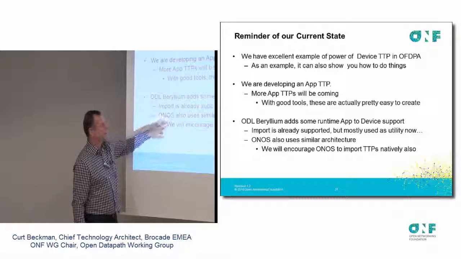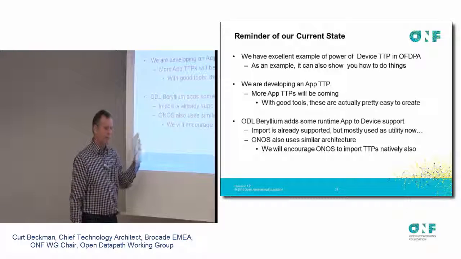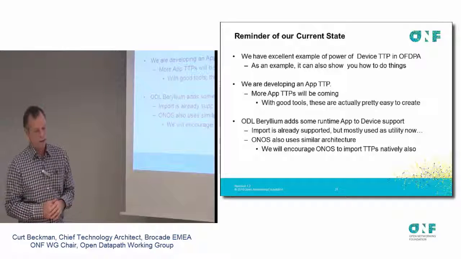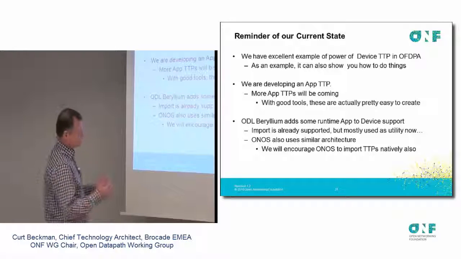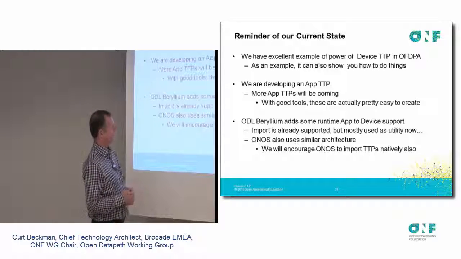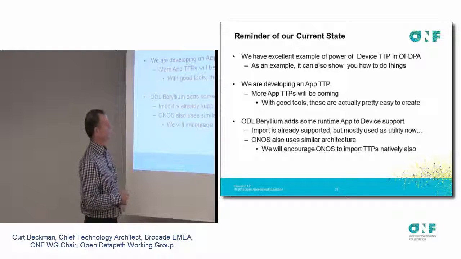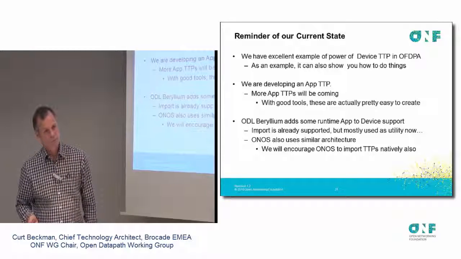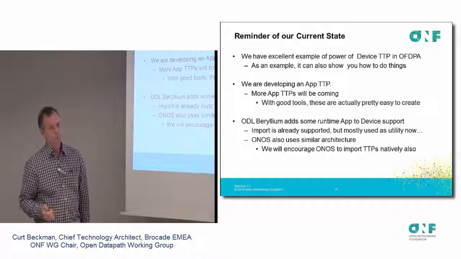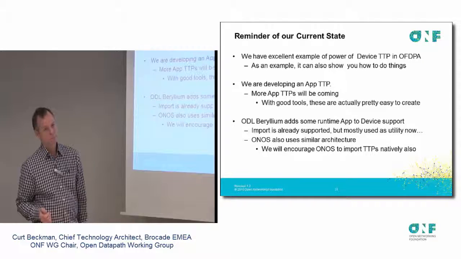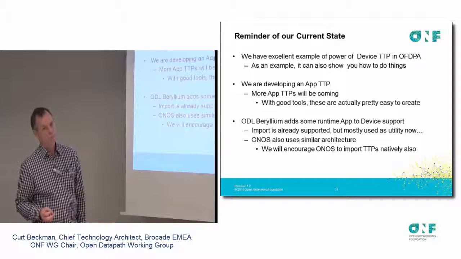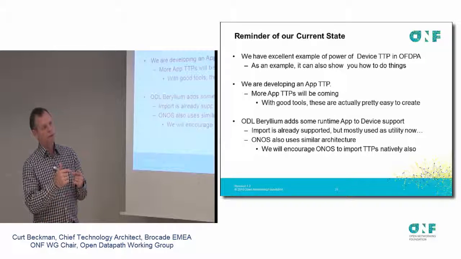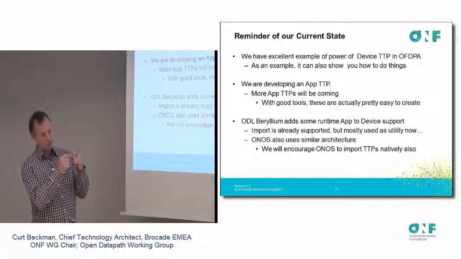ONOS uses TTPs in their architecture too. They don't import them, but they use them for essentially driver design. So it's more like a TTP concept than a TTP file. So if ONOS and ODL start being more complementary in terms of their relationship, do you see this going to TTPs exclusively instead of the flow objectives? I think basically flow objectives are similar to the abstract TTP, but slightly more abstract.